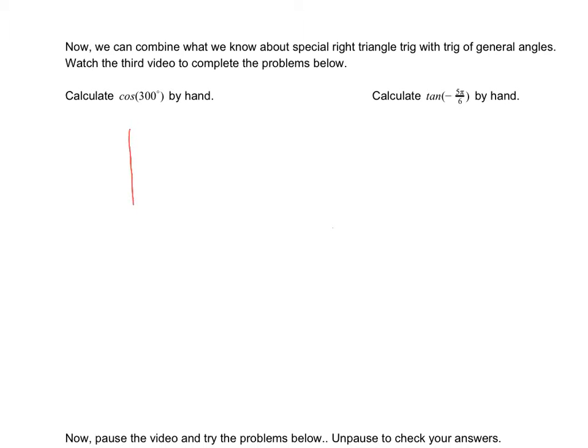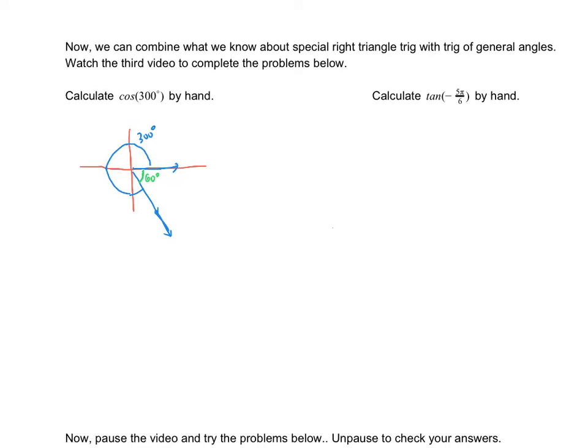So the first thing I'm going to do here is draw the angle in standard position. So that's 90, 180, 270, 300 is going to be about right there. I'm going to draw that a little longer. Now, I need to get where the reference angle is. So the reference angle is the angle between the terminal side and the nearest x-axis. So that's right here. And that angle is 60 degrees.